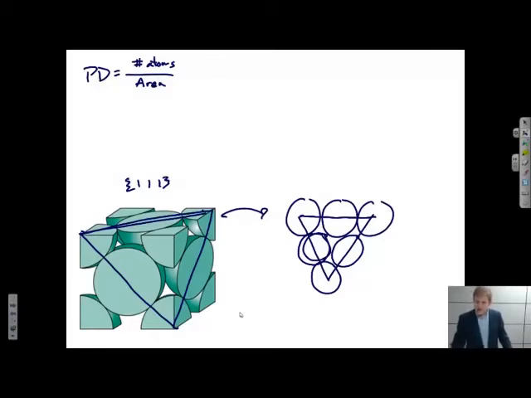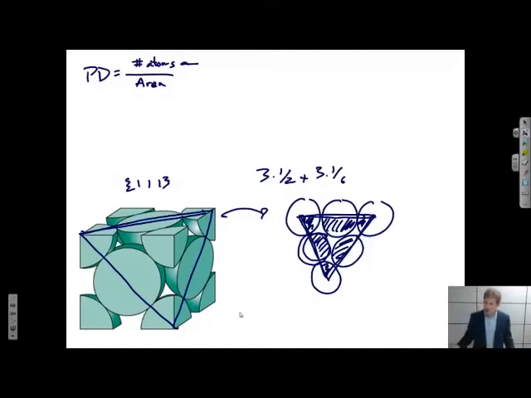So first, how many atoms are on this plane? So I see 3 atoms where half of the atom is within this triangle, the area of interest. 3 times 1/2. And I see 3 atoms where 1/6 of the atom is in the area of interest. So 3 times 1/2 is 3 halves. 3 times 1/6 is another half. So this is 4 halves, or 2 atoms. So 2 atoms in that triangle.